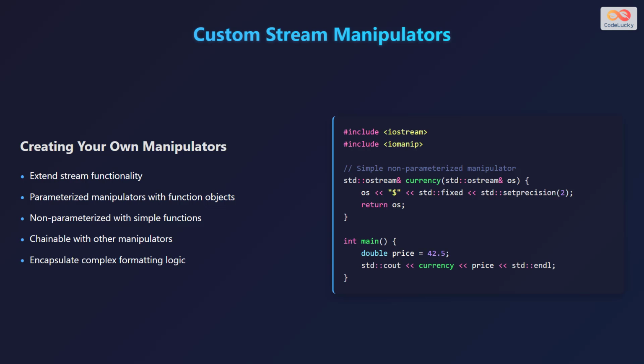Let's see an example. It includes the iostream and iomanip libraries. We define a function currency that takes an ostream object as input and outputs a $ sign, fixed formatting, and sets the precision to 2 decimal places. This function is a simple non-parameterized manipulator. In the main function, we create a double variable price and output it to the console using the currency manipulator.